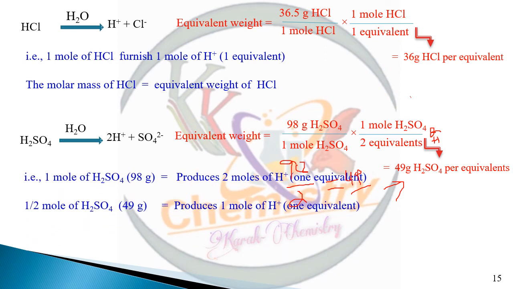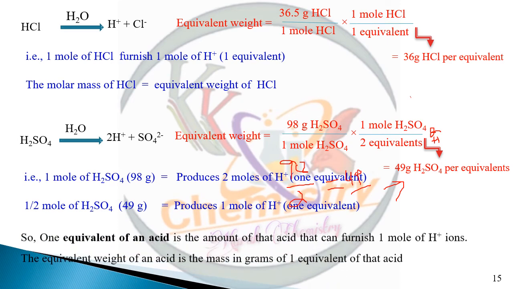Now for H2SO4, 1 mole of H2SO4 produces 2 moles of protons, and 1 by 2 mole, meaning 49 gram, produces 1 mole of protons. So this 49 gram of H2SO4 will react with the 40 gram of NaOH. So 1 equivalent of an acid is the amount of the acid that can furnish 1 mole of a proton. By 1 equivalent we mean the amount of acid that can produce 1 mole of H plus. Suppose HCl produces 1 mole of H plus, so its equivalent will be 1, and H2SO4 produces 2, so its equivalent will be 2.